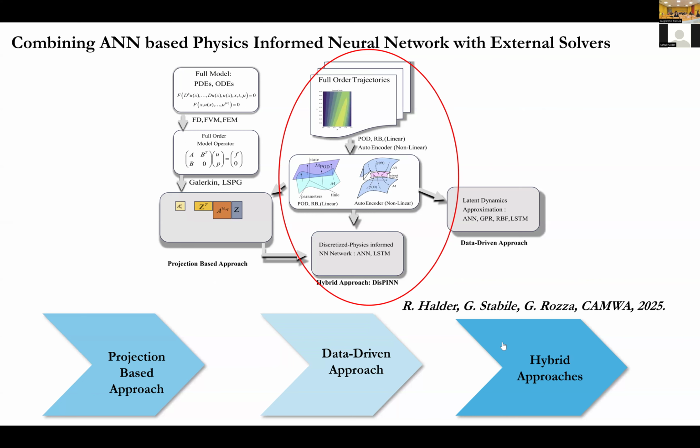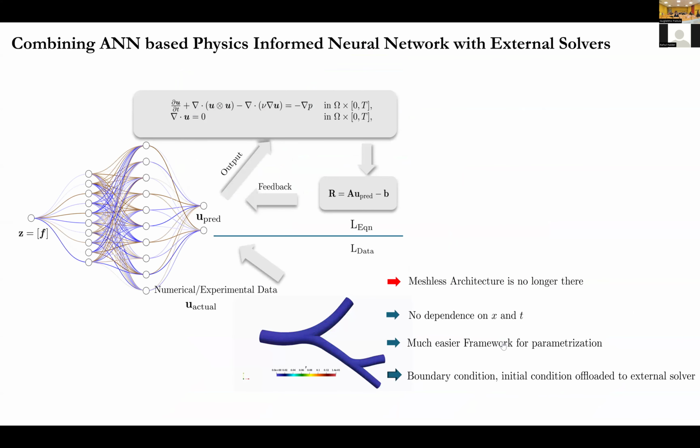Okay. Since it is discretized physics-based, it is mesh-based. As I told you, it falls behind the typical CLEAN architecture, because now you have to give the mesh information. Of course, the meshless architecture that CLEAN has is also possible. But the advantage is that there is no dependence on X and T, the spatial and temporal variable dependence is not there anymore. Right now you can use it like a surrogate model, and it is a very good framework for parameterization. And boundary conditions and initial conditions are exactly offloaded to the external solver.